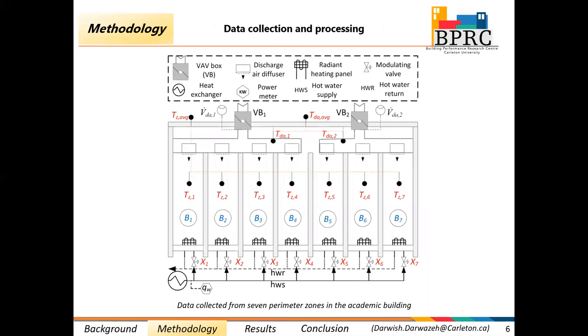Now, this schematic shows the 7 perimeter zones in the academic building. These zones are served by 2 VAV terminal boxes, VB1 and VB2, that receive supply air from an air handling unit and discharge it into the zones through discharge air diffusers. These perimeter zones are provided with hydronic radiant heaters that use hot water and modulating valves to control the hot water flow rate.